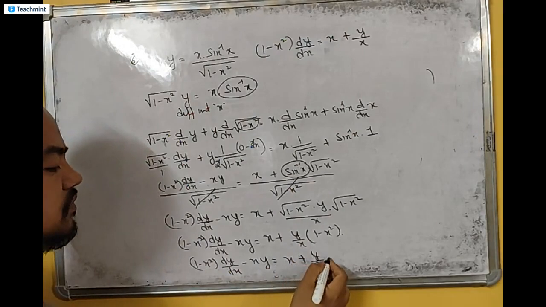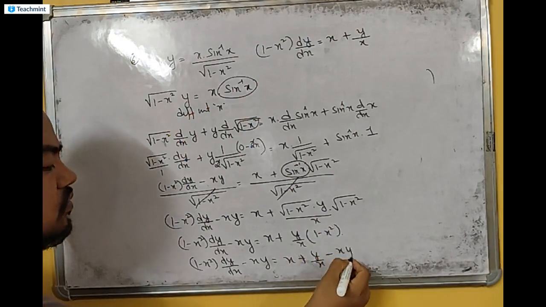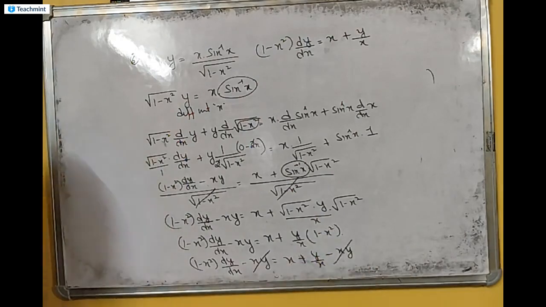plus y by x into 1 will give us y by x minus y by x into x square. x and x get cancelled, so you are left with xy. So this xy and this xy get cancelled. So this is the required proof that we need.